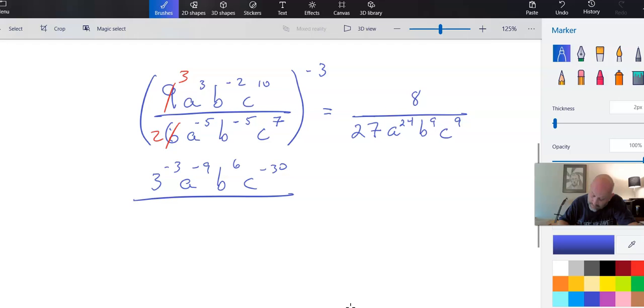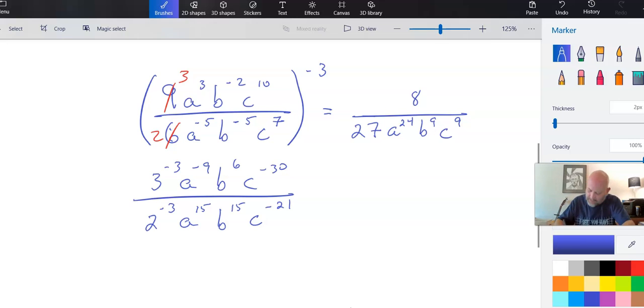and then we'll do the bottom. 2 to the negative 3, and that's a negative times a negative, so that's now a to the positive 15. Let's see here. Where am I? Oh, b to the positive 15, and c to the negative 21. Right? So now we have a few negative exponents.